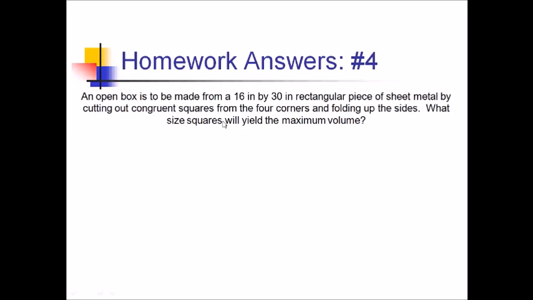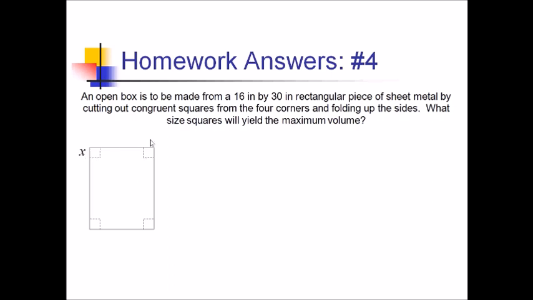For number 4, we've got an open box being made from a 16 by 30 inch rectangular piece of sheet metal, cutting out congruent squares in the corners. So we want to know the size of the squares that yields the maximum volume. Let's start by writing a formula for the volume. We've got the size of the squares, x, which is also the height of the box.